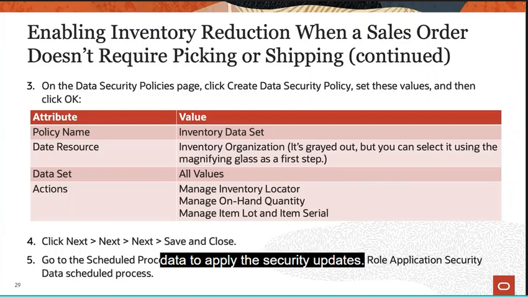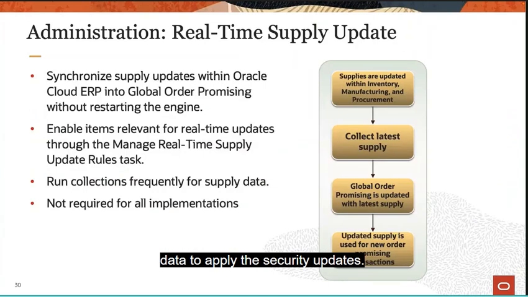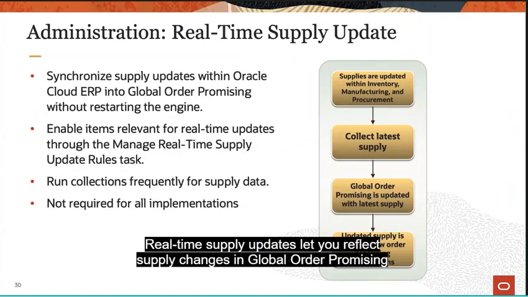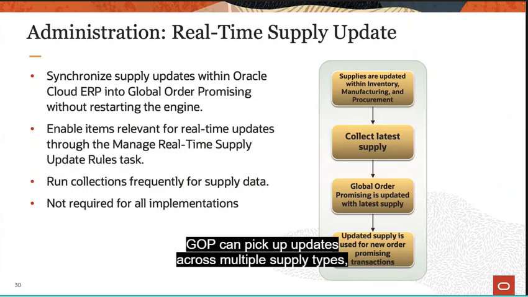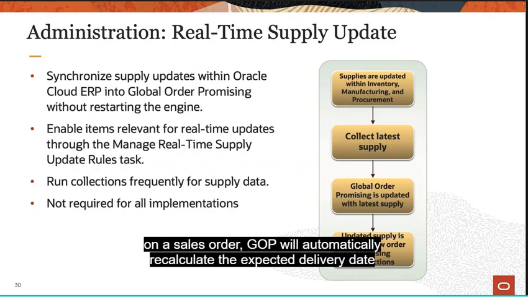Real-time supply updates let you reflect supply changes in global order promising without restarting the GOP engine. GOP can pick up updates across multiple supply types, including on-hand, purchase orders, and transfer orders. GOP also recalculates dates when you override them. For example, if you manually override the scheduled ship date on a sales order, GOP will automatically recalculate the expected delivery date based on that change.